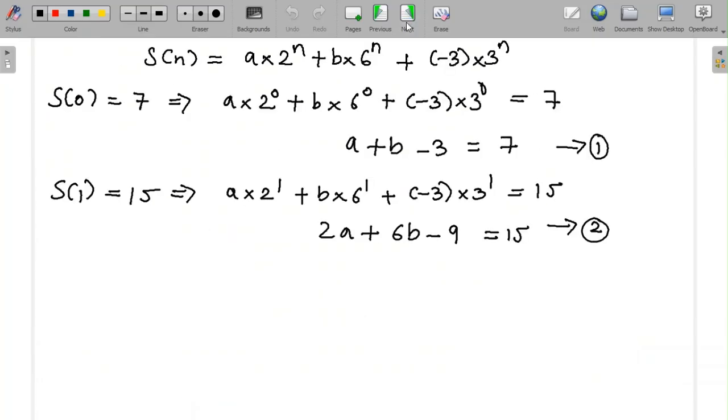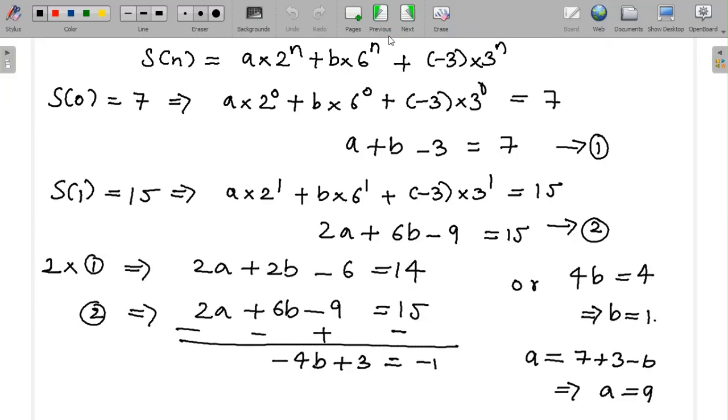We know s of 0 is 7. Therefore, we'll substitute 0 for n everywhere and obtain the equation a plus b minus 3 is equal to 7. And we also know s of 1 is equal to 15. Therefore, when we use 1 for n, we have 2a plus 6b minus 9 is equal to 15. Once again, this is a nice little system of two equations and two unknowns which can be solved. We can multiply equation 1 with 2, subtract, and obtain the value of b as 1 after eliminating a. So if b is 1, we can get a as 9.